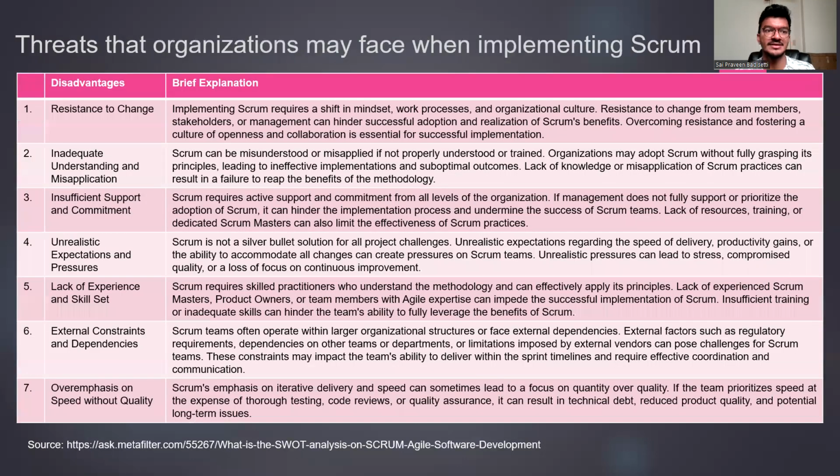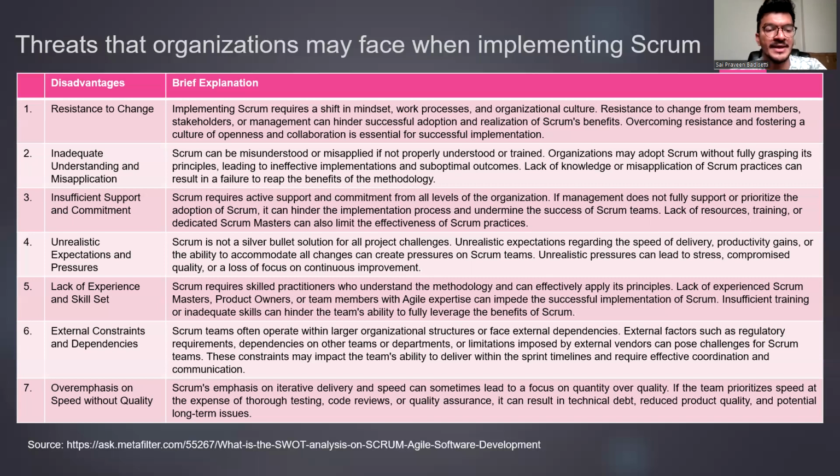Now, coming to the threats. When implementing Scrum, it's important to change how we think, how we work, and how our organization operates. Sometimes people may resist these changes, whether they are team members, stakeholders, or management. This resistance can make it difficult to fully adopt Scrum and enjoy its advantages. To succeed, we need to overcome the resistance and create a culture that encourages openness and collaboration.